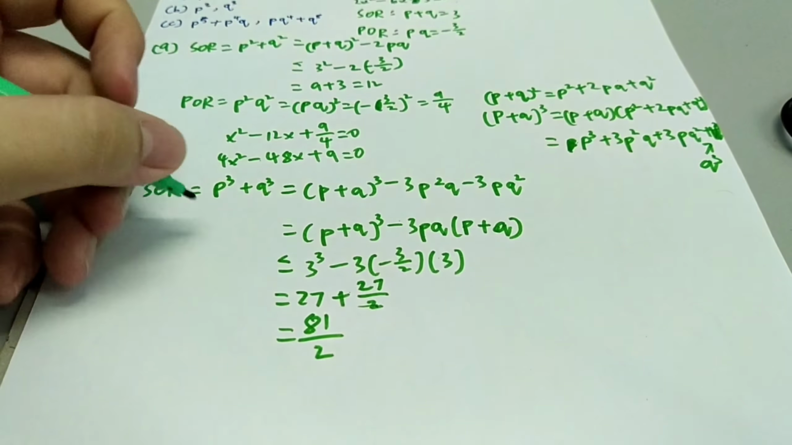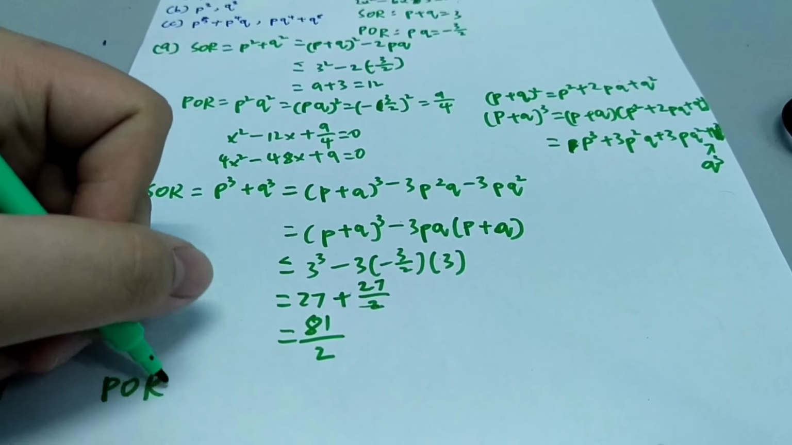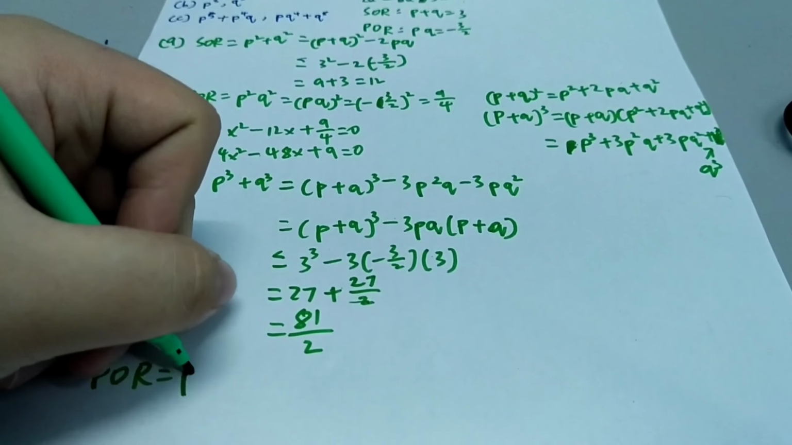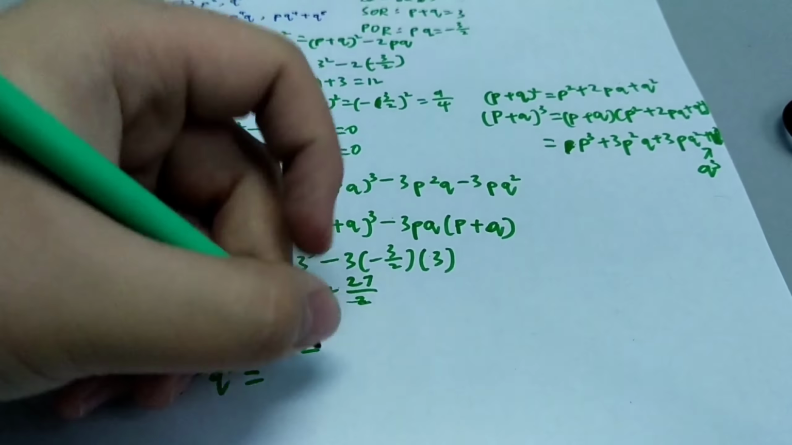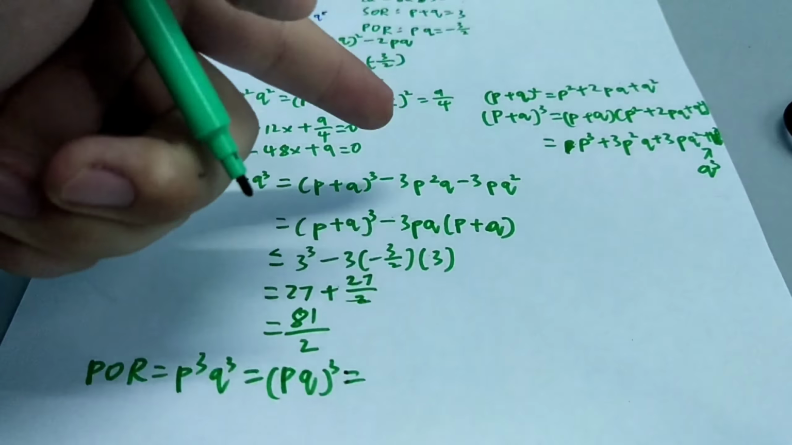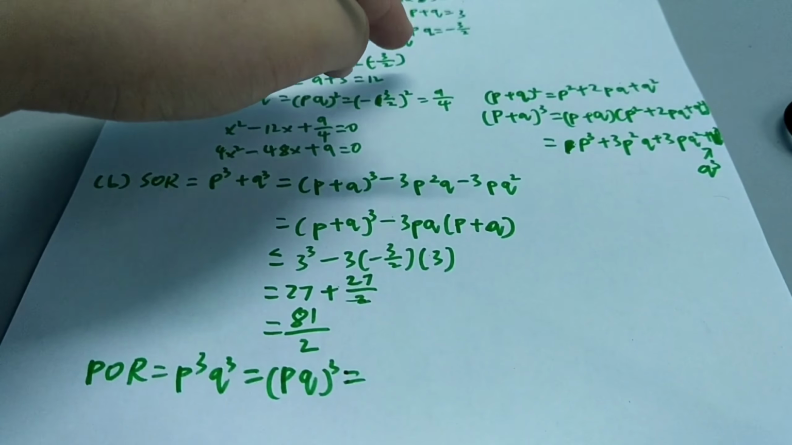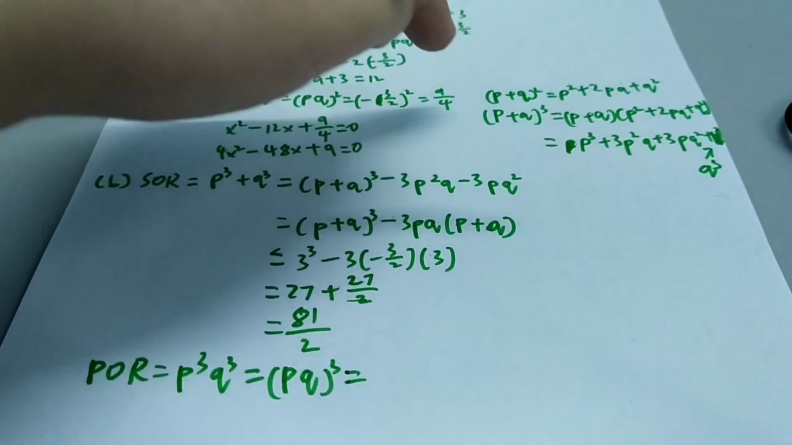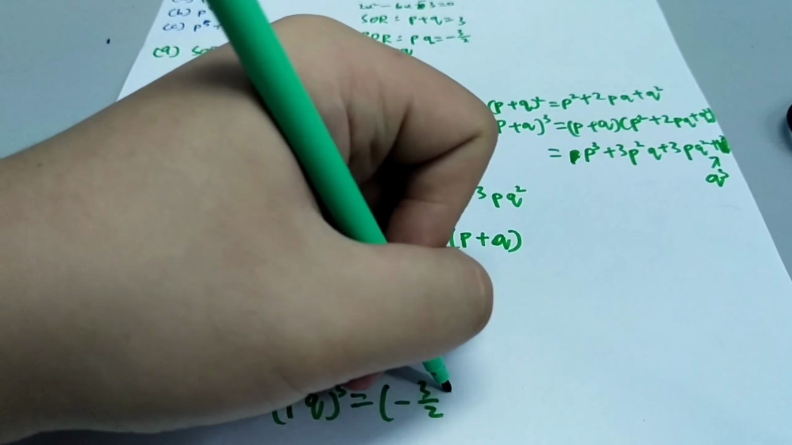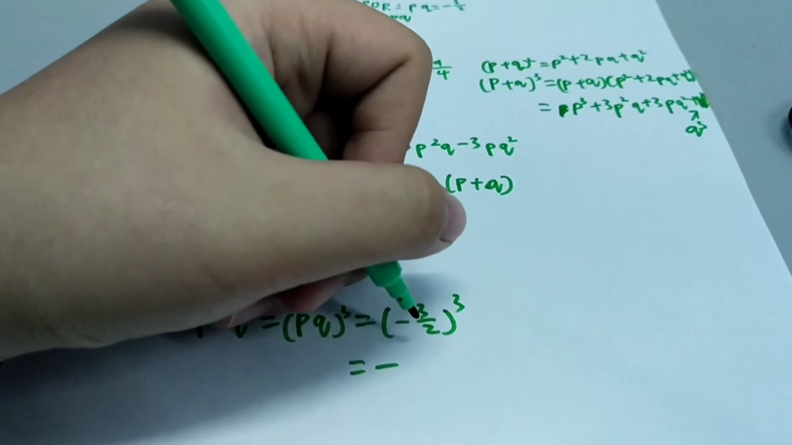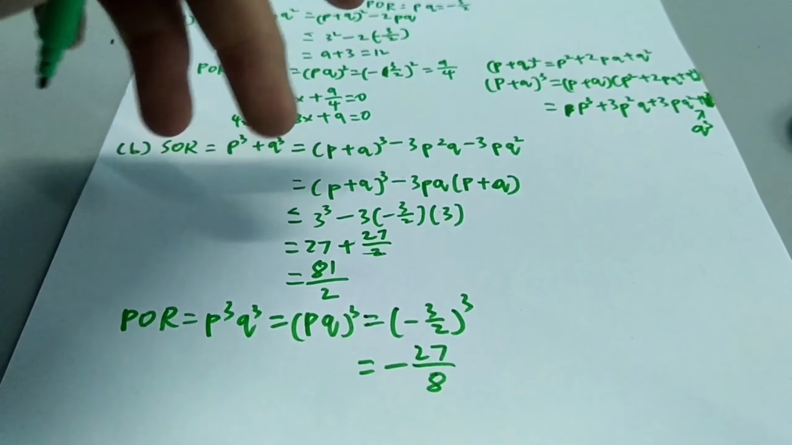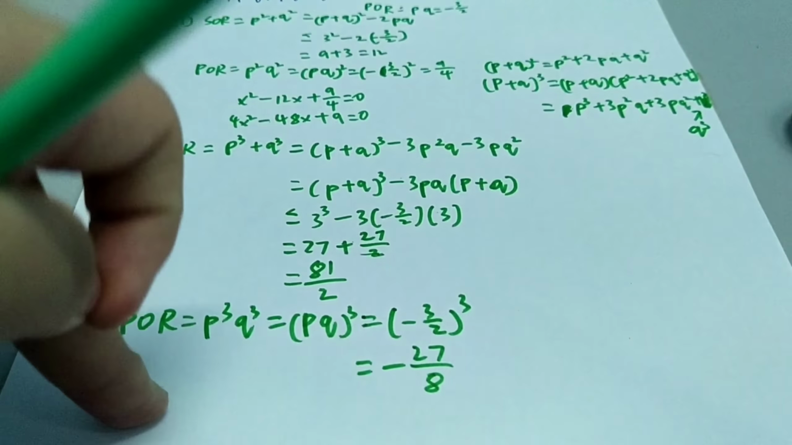And then we're just going to find the product of roots. The product of roots is going to be very easy. The product of roots is p cubed q cubed, which is equal to (p times q) cubed, which is equal to the cube of negative 3 over 2. So we got (negative 3 over 2) cubed, which is equal to negative 27 over 8.